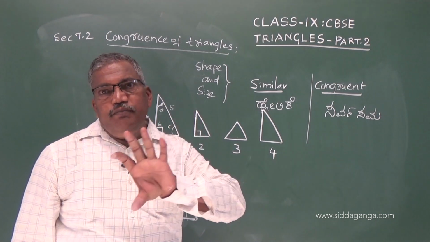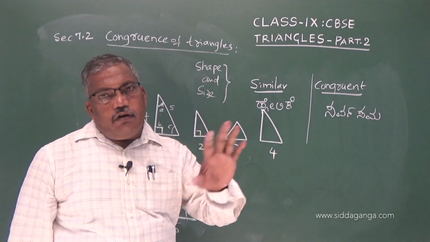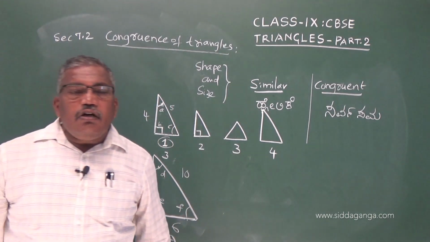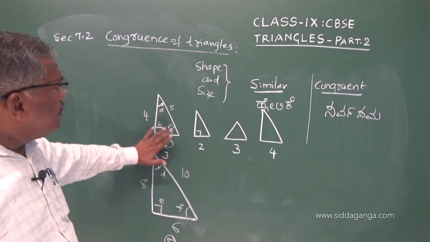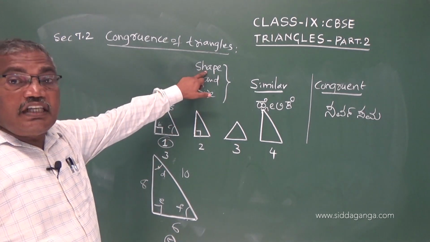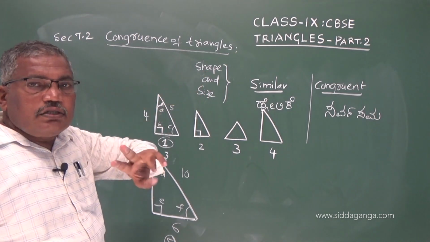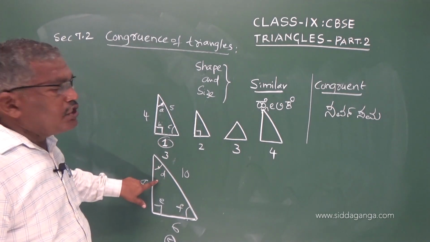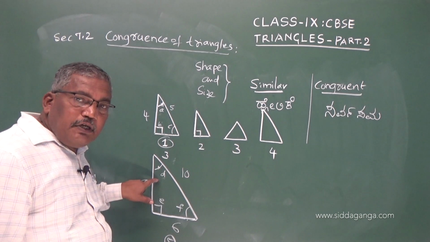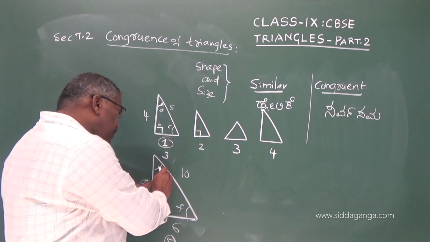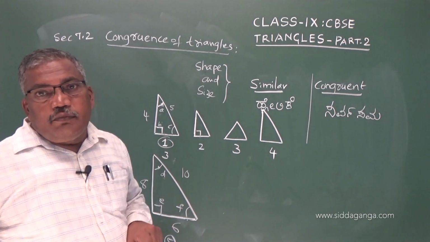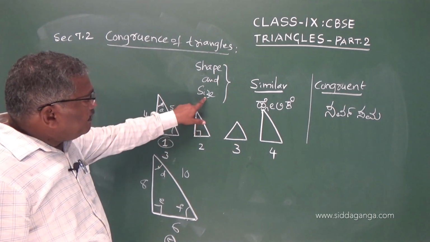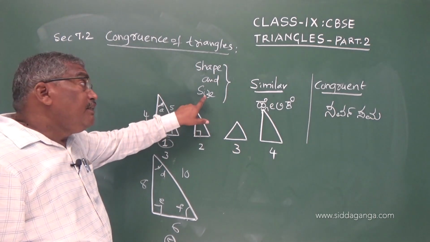So, one to one they are equal: corresponding angles are equal and the sides are proportional. So the shape is the same in any two triangles. If the corresponding angles are equal, then they will get the same shape. But the size of the sides is different. Size is different, but they are proportional.